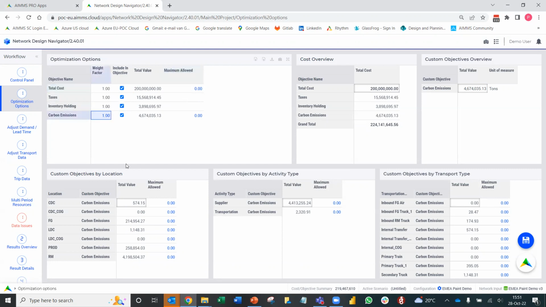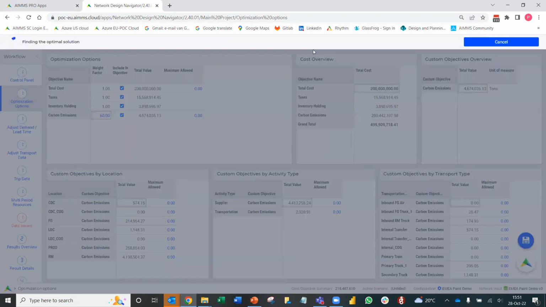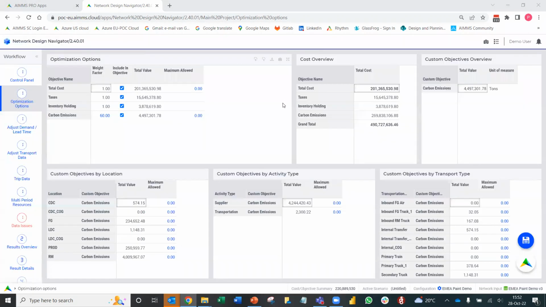So in the cost carbon scenario, that's basically making an assumption on the carbon pricing. So if I put in 60 here, it means that I value 1 ton of carbon emissions at 60 euros per ton. And then I can optimize again for this scenario to see what the result would be. So that scenario is solved, and you can see what the impact is now. The carbon's gone up slightly to 4.497. Total cost is also still around the 200 million mark at about 201. So this is an example of combining those different units of measure in one objective function.